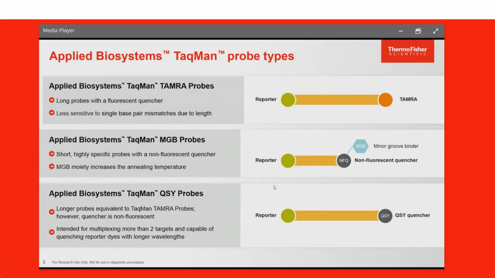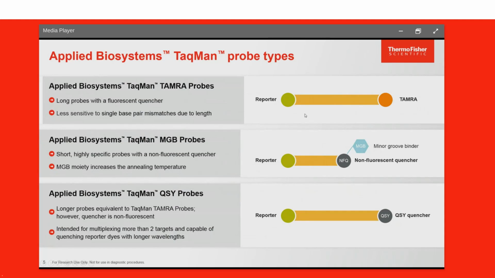So when we discuss TaqMan probes, it's important to understand that there are a few different types of TaqMan probes available for use. The top TaqMan probe here is what's referred to as a TAMRA probe. The quencher molecule for TAMRA probes is a fluorescent molecule called TAMRA. Even though it fluoresces, it can still participate in FRET and receive energy from the reporter molecule. These TAMRA probes are a bit of an older technology, and they're also referred to as long probes.